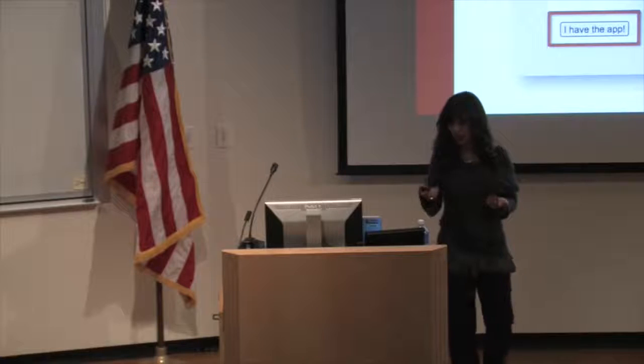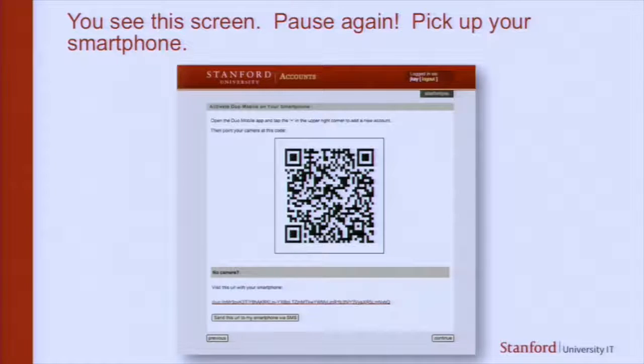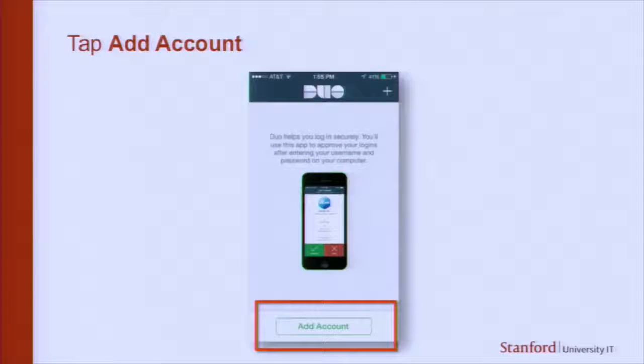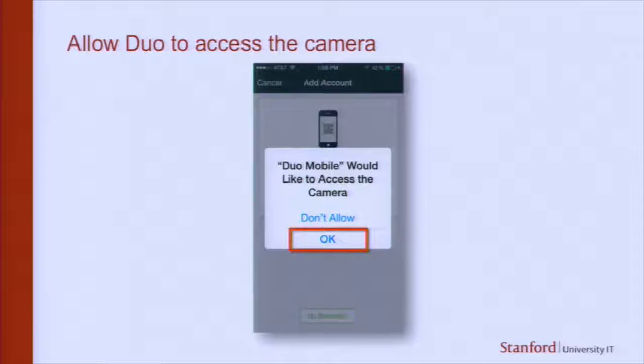Now you could just go to the next step, which is, after that previous screen, you would see this, and this is where you would download the app. So now you're going to launch the app, tap on Duo Mobile, and add an account. It has its own barcode scanner, so it takes advantage of your camera to scan the code that we provide for you.